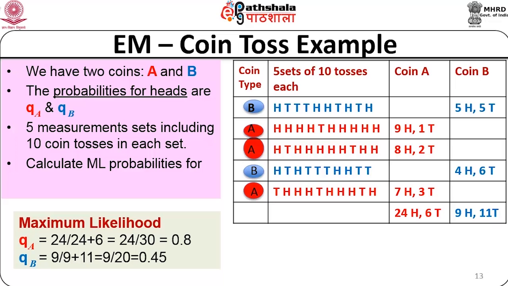So, the idea here is that you know that the coin you are tossing is red or blue. Remember that. What we have tried to do here is, depending upon the data given, 5 sets of 10 tosses each, find the maximum likelihood. So, this is the simple example.